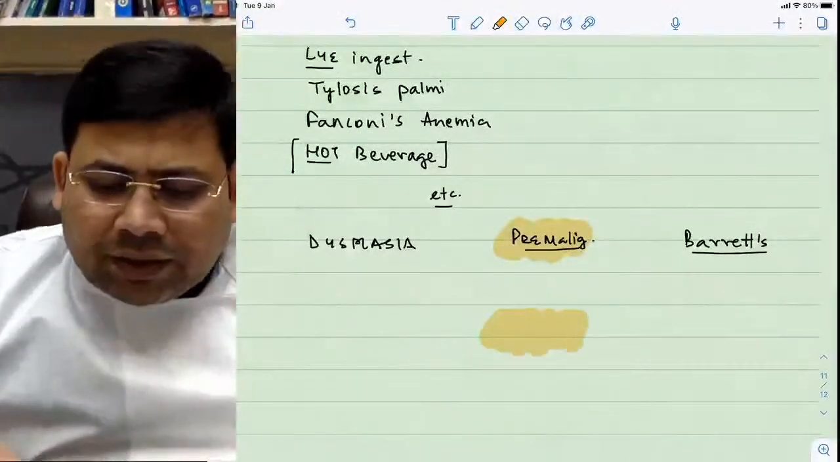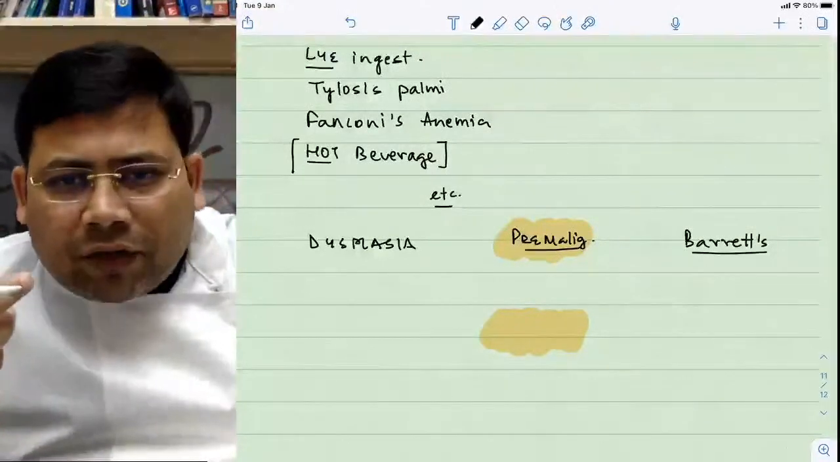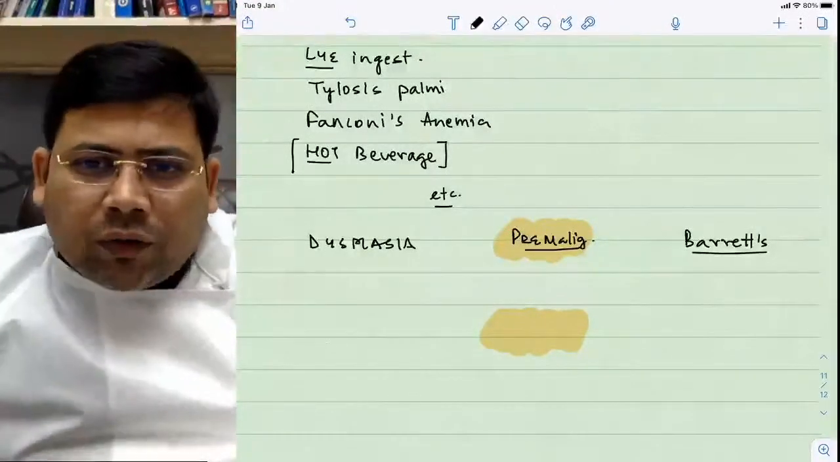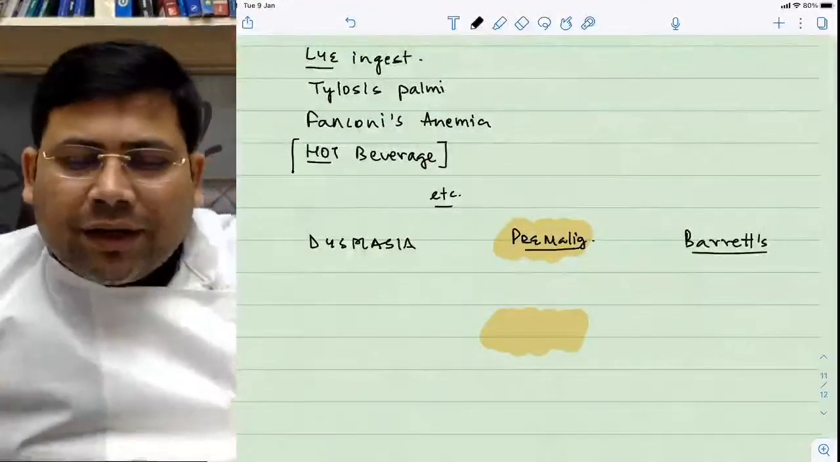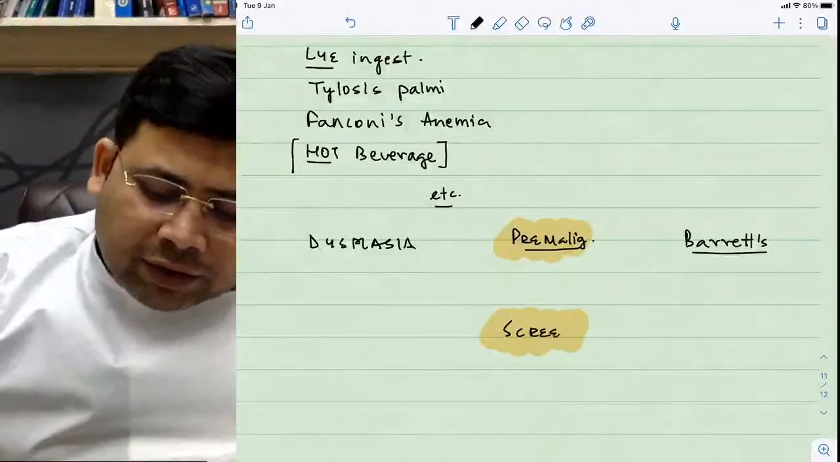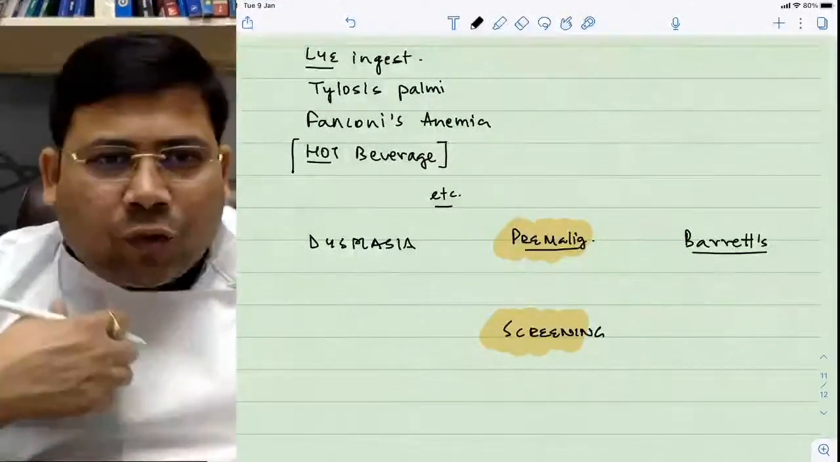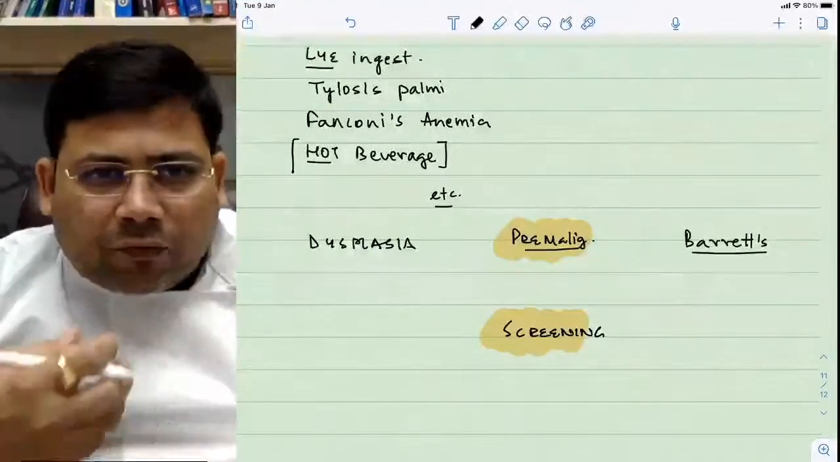What else? Now, since CA esophagus is very commonly seen, we also have an effective screening tool. So how can you screen for CA esophagus? The screening will obviously be with what? You cannot see the esophagus, you have to go inside. So therefore, you have to use endoscopy.